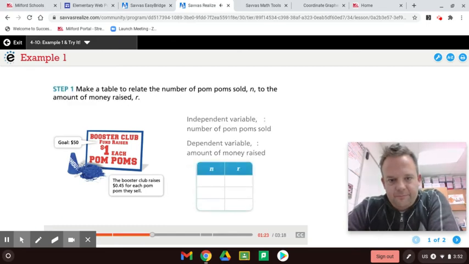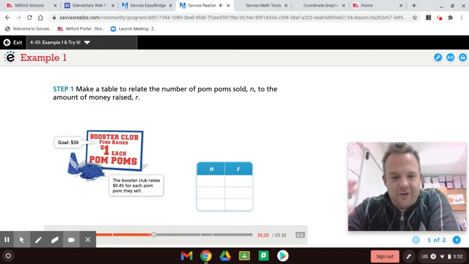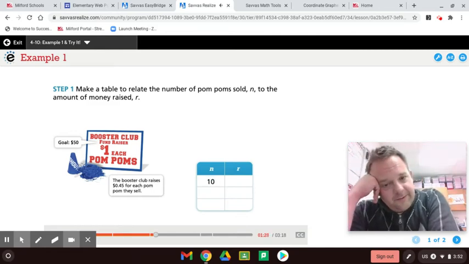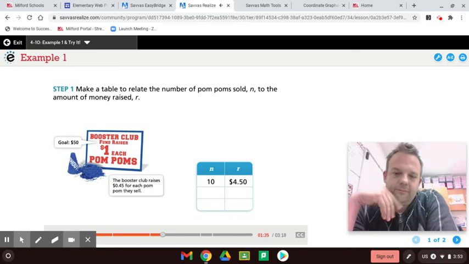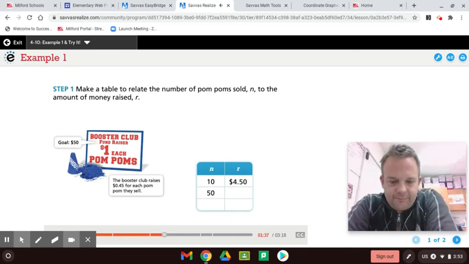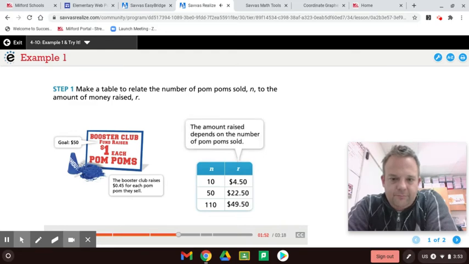First, let's make a table to relate the two variables. Table, t-chart, same thing. For example, if 10 pom-poms are sold, or n equals 10, then the amount of money raised is 10 times 45 cents, which is $4.50. If n equals 50, then r equals 50 times 45 cents, or $22.50. If n equals 110, then r equals $49.50. Notice that r, the amount of money raised, depends on n, the number of pom-poms sold.